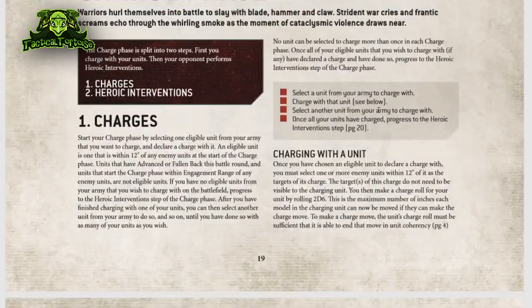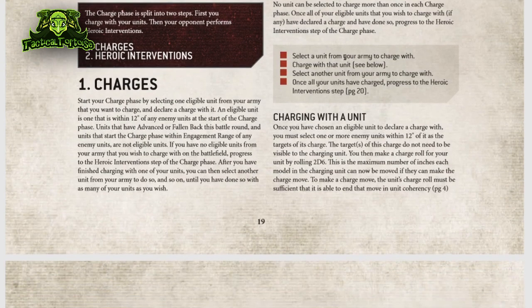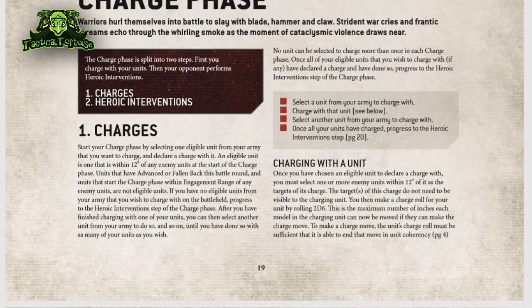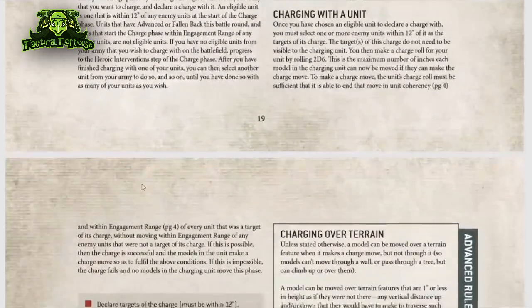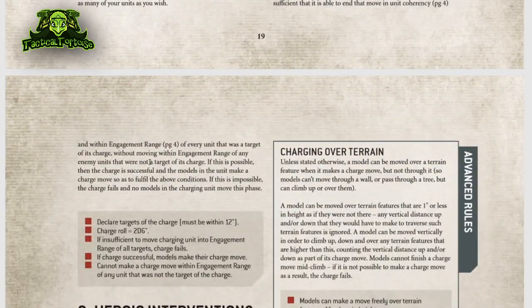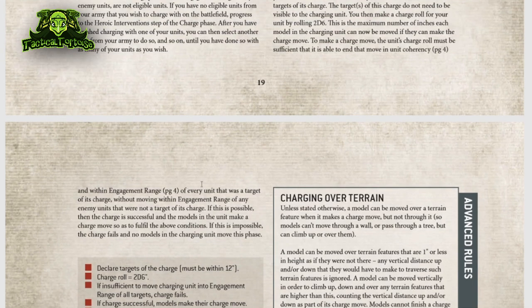Over in the charge phase, a couple big changes have been made to charging. For example, when you charge, any units within 12 inches of you can be targeted. However, in order to successfully make that charge, your charge roll has to be enough to move the unit while in coherency into engagement range of all of the targets that they declared. In addition, this is something that I think got glossed over by a lot of people, and I definitely have misplayed in at least one game. You have to end your charge in that position.